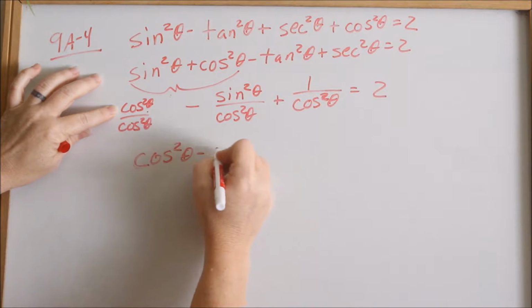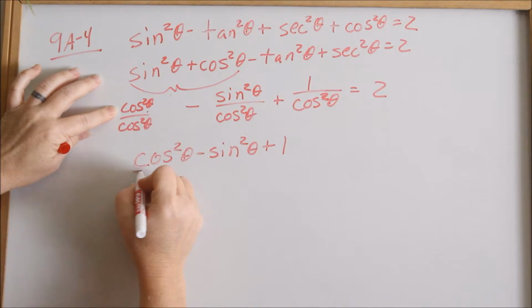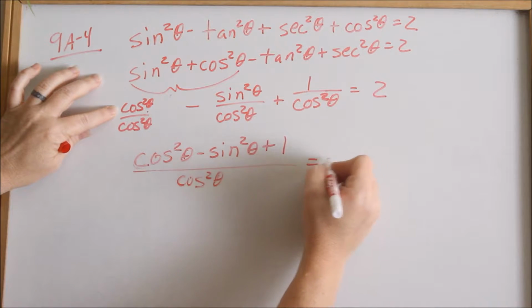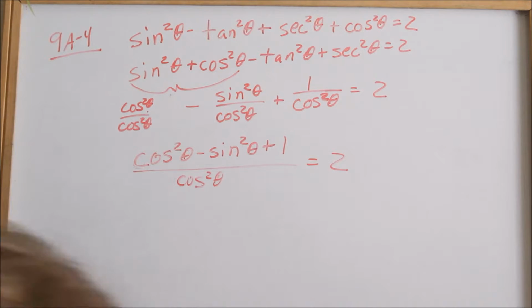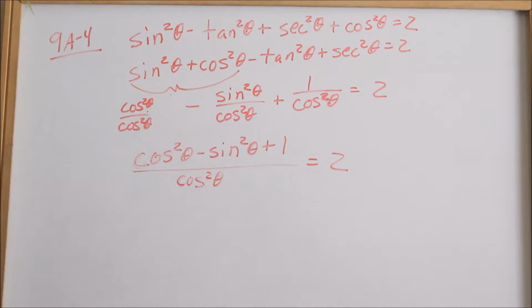Cosine squared theta minus sine squared theta plus 1, all over cosine squared theta, is equal to 2. Remember, my goal is to show that the left side is equal to the right side. Again, anytime I have a bunch of squares, cosine squares or sine squares, I look at my Pythagorean theorem in trig notation. So is there anything that I can change? You can see I'm looking at my formula sheet.